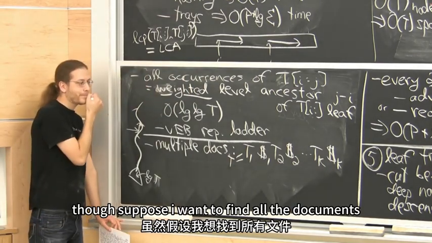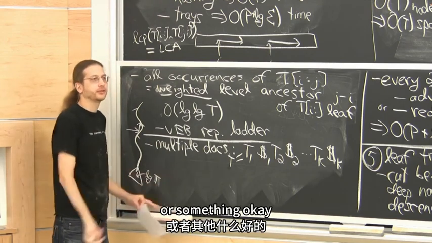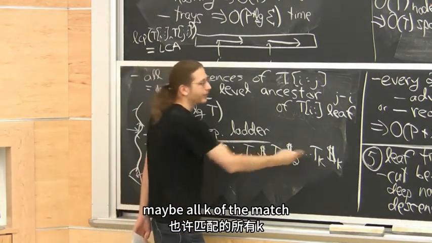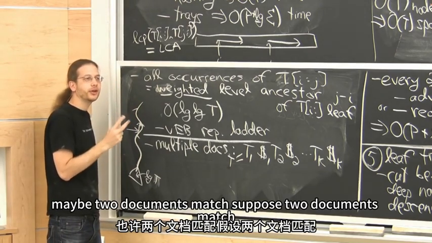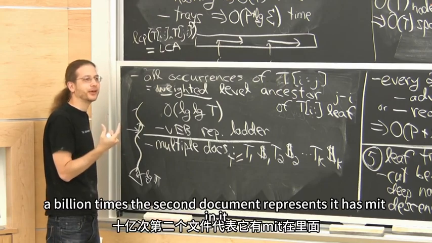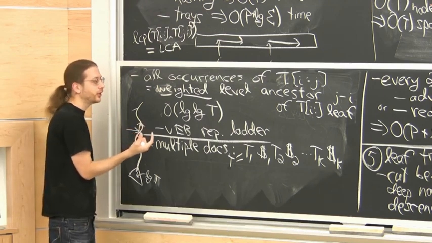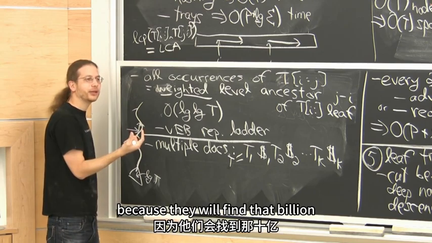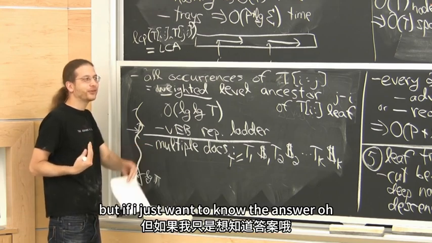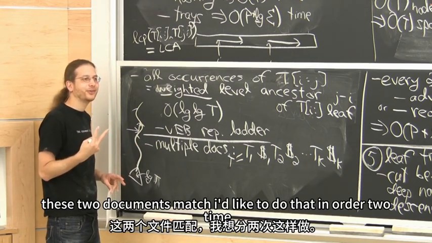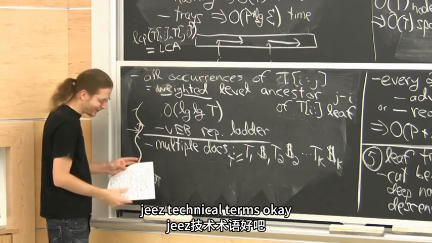One issue, though. Suppose I want to find all the documents containing the word MIT or something. Maybe all k of them match. Maybe one document matches. Maybe two documents match. Suppose two documents match. The first document mentions MIT a billion times. The second document has MIT in it once. Then suffix trees are kind of annoying because they will find that billion and one matches as a subtree. But if I just want to know the answer, oh, these two documents match, I'd like to do that in order 2 time, not order billion time. To use technical terms.